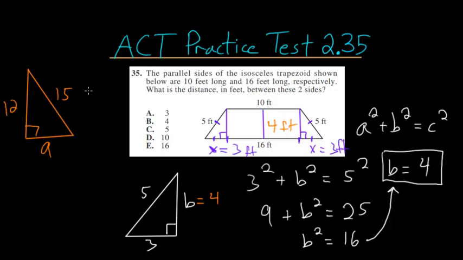So going into the test, it would be very helpful to memorize these 3, 4, 5 right triangles and their multiples, just so you don't have to use the Pythagorean theorem every time you have a missing side in one of these triangles. So answering this question, we know that the distance in feet between the two sides is 4 feet. So our final answer here would be this letter B.